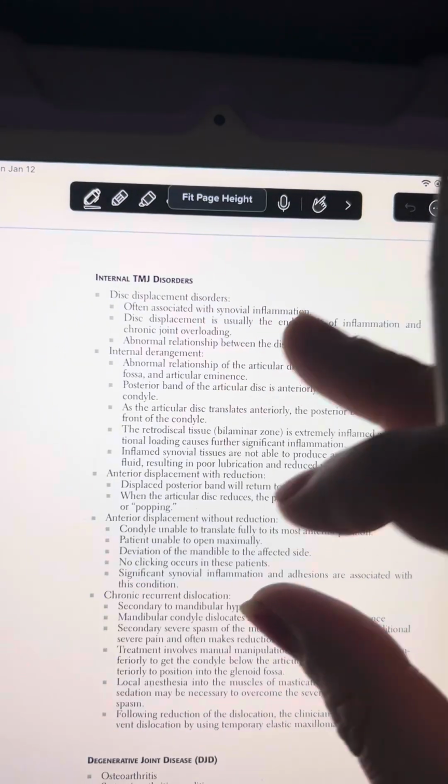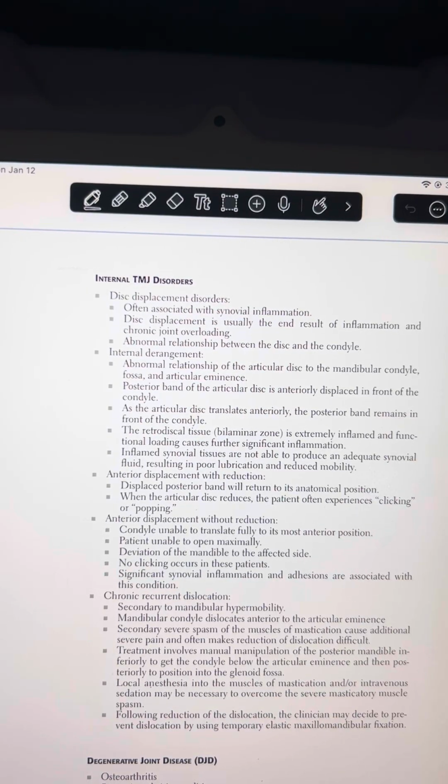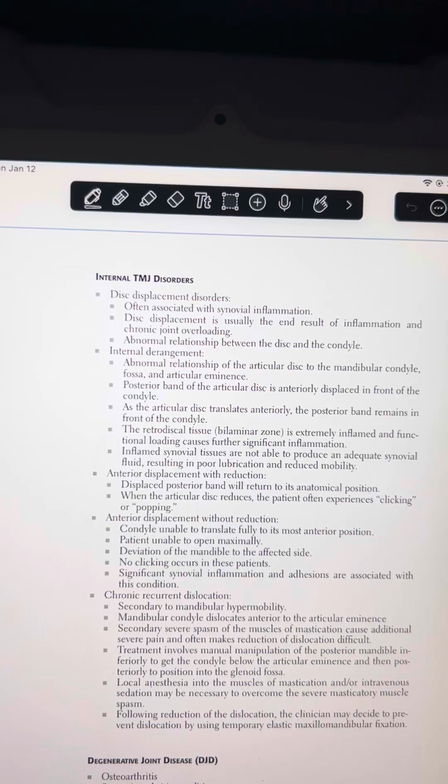So today we are going to discuss a very important topic, TMJ disorders. This topic is usually asked in anatomy, and also in oral surgery in the ADAT exam. So you must know all the symptoms and signs seen in TMJ disorders, so you can differentiate whether it is due to internal derangement or anterior displacement with reduction or without.